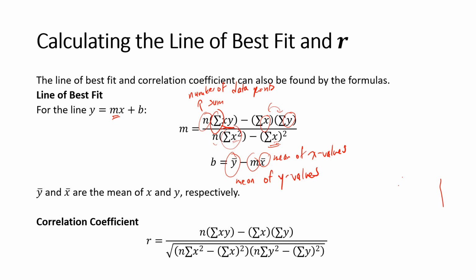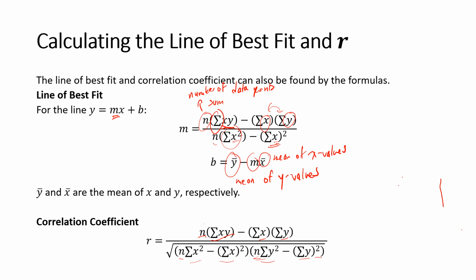Now for the correlation coefficient, r, I have the number of data values times the sum of x, y. You multiply the x and y values for each data point, minus the sum of the x values times the sum of the y values, all over the square root of the number of data values times the sum of x squared minus the sum of x, squared, and that's going to be times the same thing for y: n times the sum of y squared minus the sum of y, squared. Again, it takes quite a while, but as long as you plug in the numbers correctly, you should be fine.